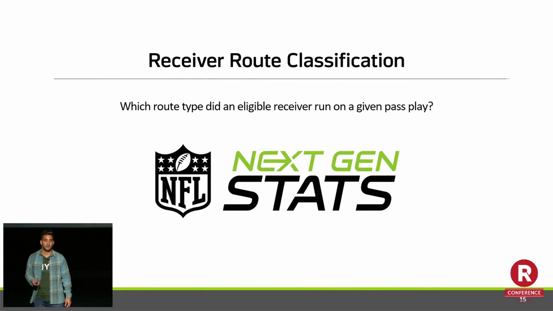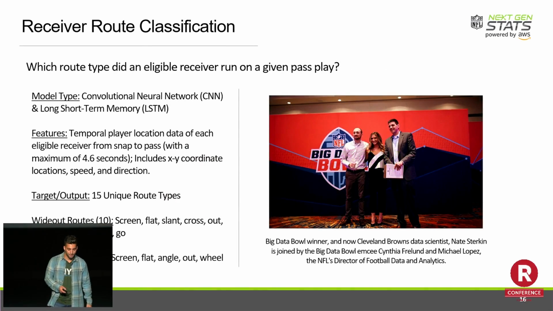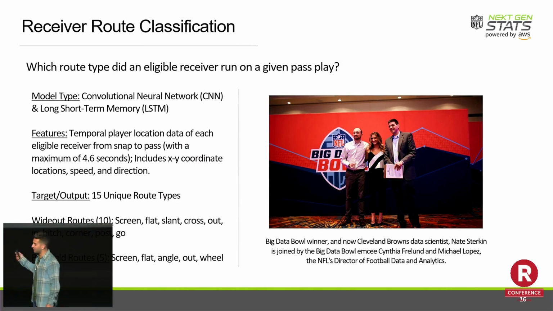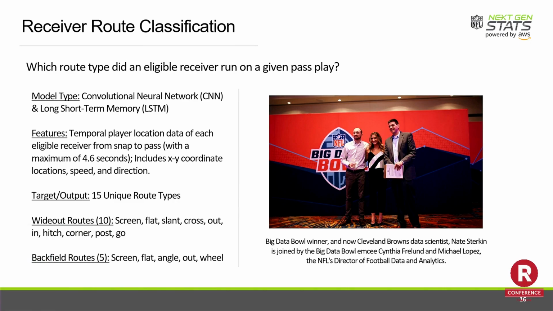Our next model I'm going to talk about is receiver route classification. So what route type did a receiver run on a given play? As you can see, this was another derivative of the Big Data Bowl. Nathan Sturkin, who's now a data scientist with the Cleveland Browns, won the competition and less than a year later was hired by the Browns.